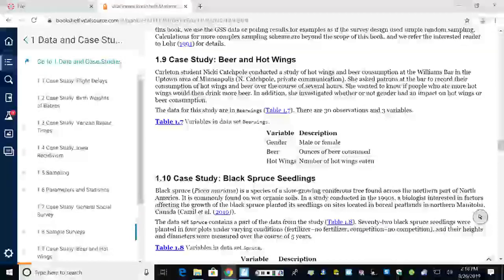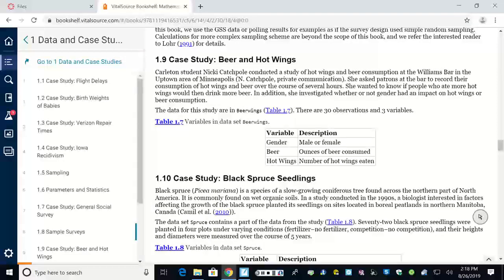There's some fun ones, like beer and hot wings. In this one, a student at a particular bar in Minneapolis asked patrons to record their consumption of hot wings and beer over the course of several hours. One question is whether there is a difference between male and female in terms of these things. Any other questions that you might think of? How much beer you have influencing how many hot wings you eat. Yeah, is there any association here?